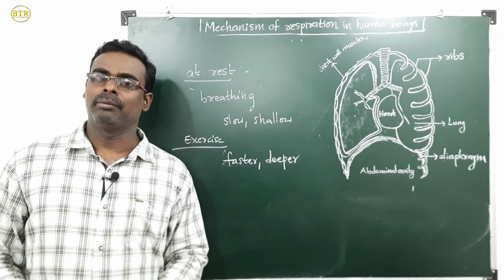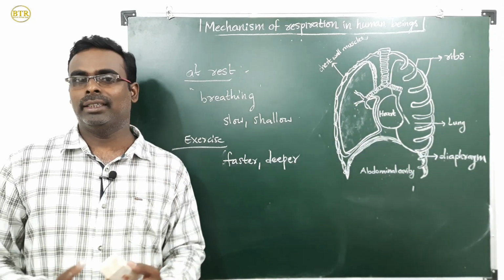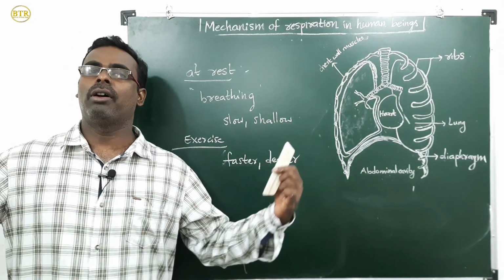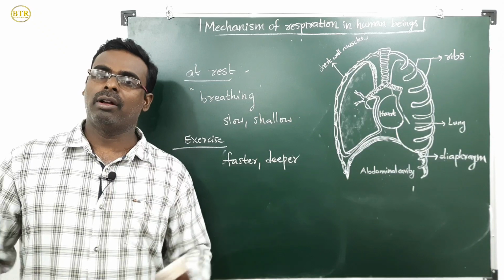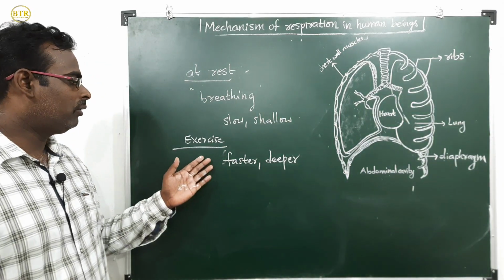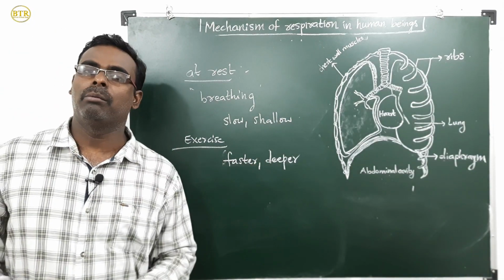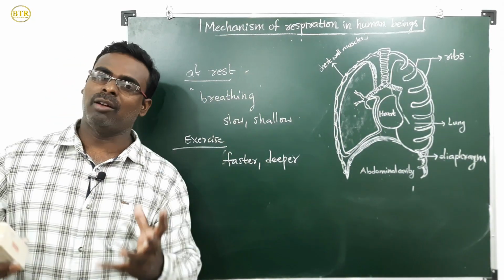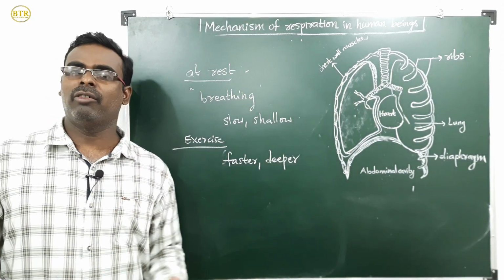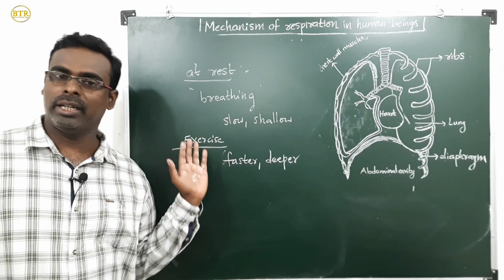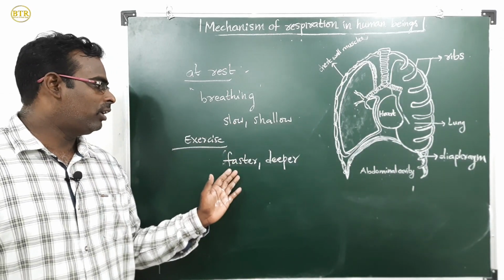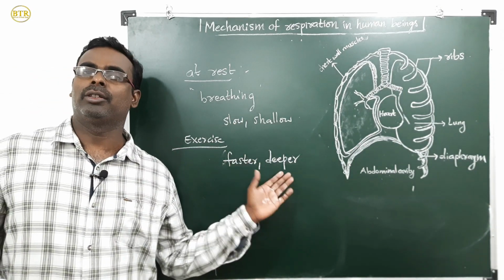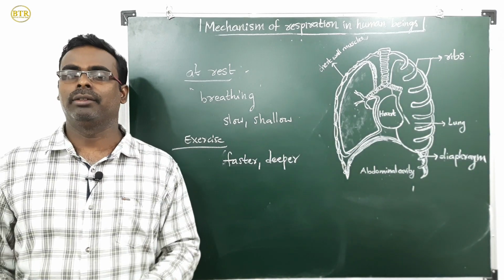Why? What is the reason? Because when we are doing exercise, our body needs more oxygen gas, so our breathing becomes faster and deeper. But in rest position we need only some amount of oxygen, so that's why our breathing is slow and shallow. But in case of exercise, breathing is faster and deeper because we need more oxygen.